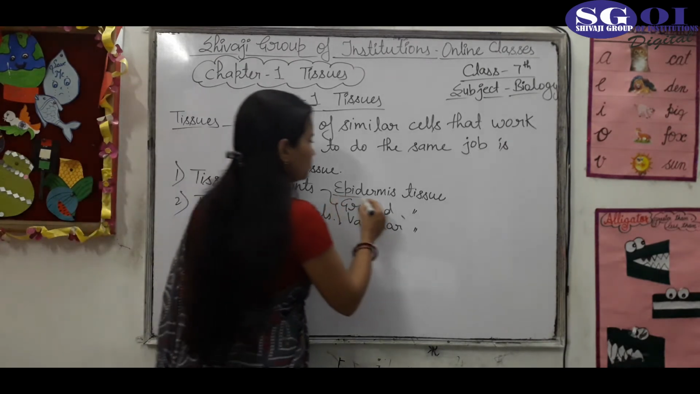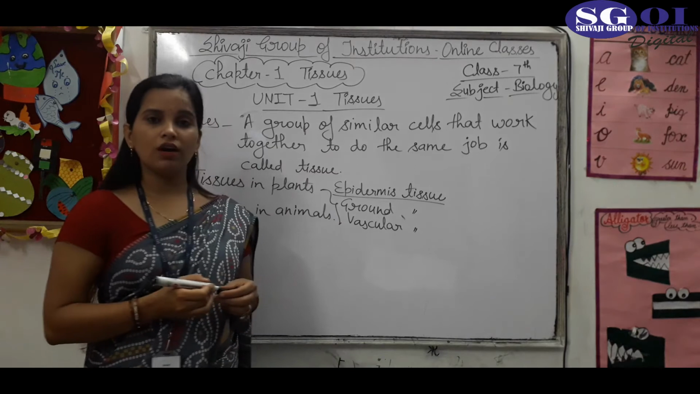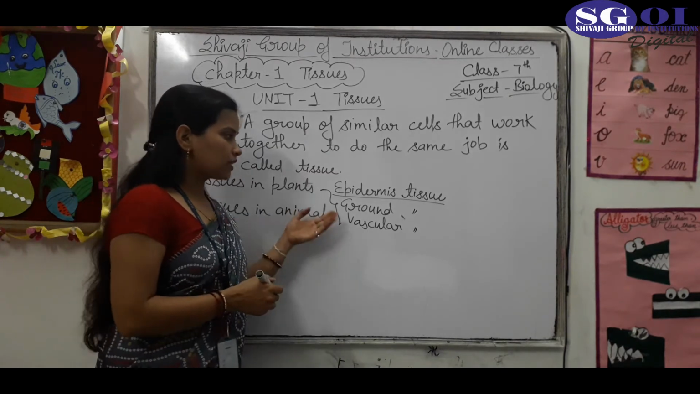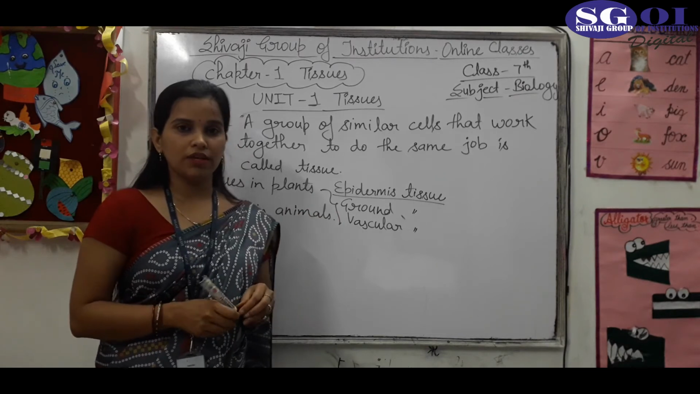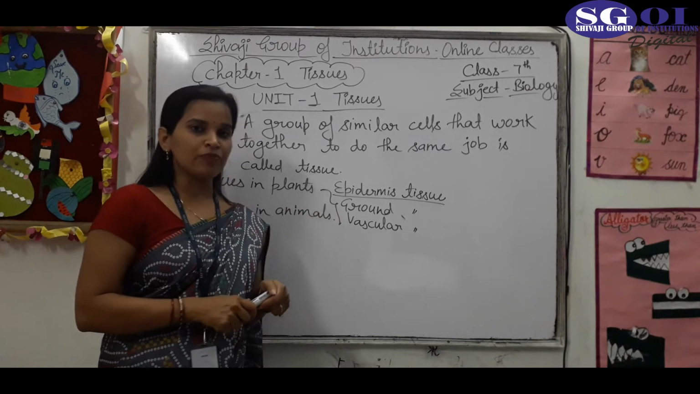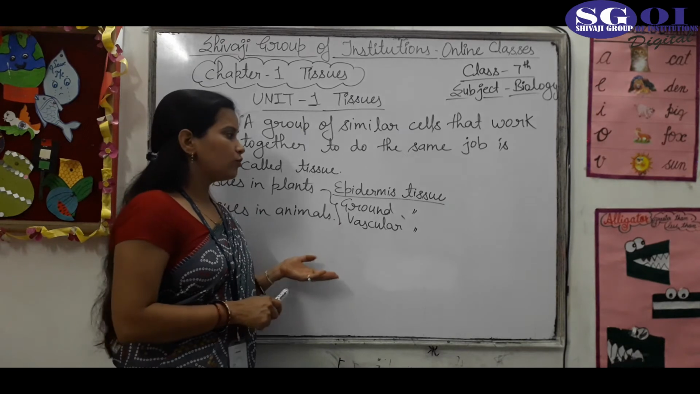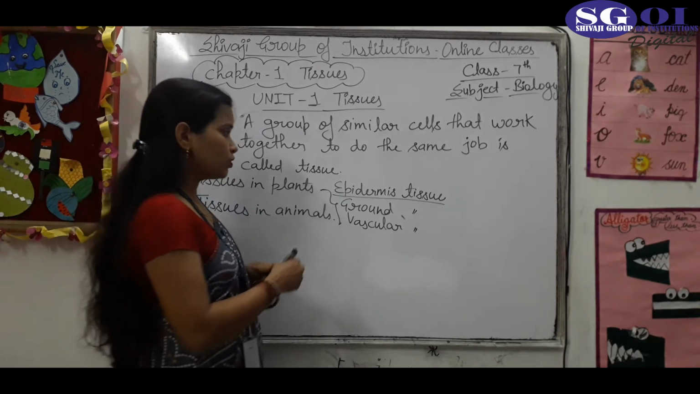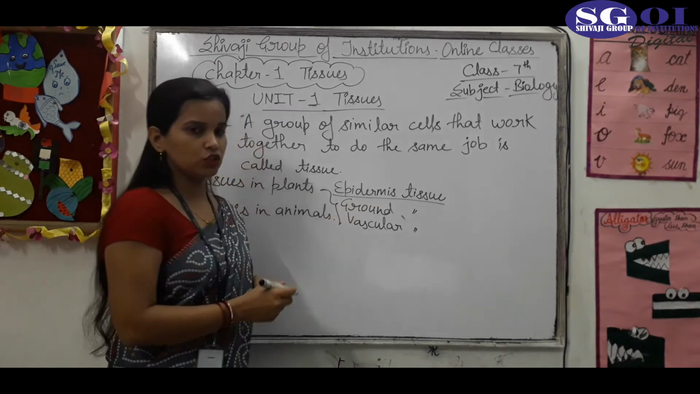Like epidermis tissue, epidermal tissues are found on the outer layer of the plant. It forms a protective layer because it is the outermost layer. This tissue is the outermost layer and forms a protective layer outside the plant. So it is also called the protective tissue.